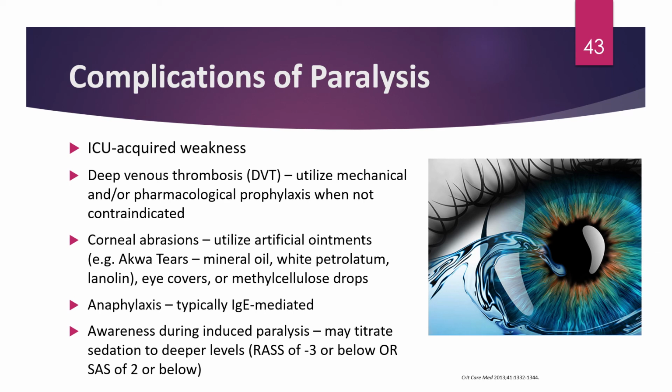You might develop corneal abrasions from paralysis. Essentially, it dries out the eyes and can develop these corneal abrasions. So use of artificial ointments such as Aquatears is probably the most common one that is used, and is important for regular use in paralysis patients. Typically, we give Aquatears every 6 hours for a patient who's on continuous paralysis. It's not indicated necessarily if they just get a bolus dose of paralysis for, say, emergency intubation purposes. Aquatears is made up of mineral oil, white petrolatum, and lanolin. You might use eye covers or methylcellulose drops as well. Aquatears is probably what I have seen the most often in practice.